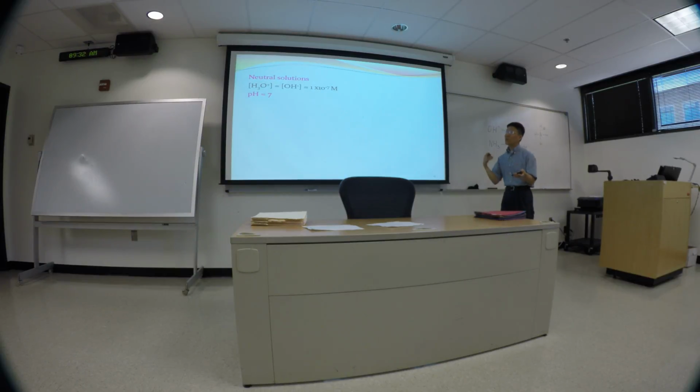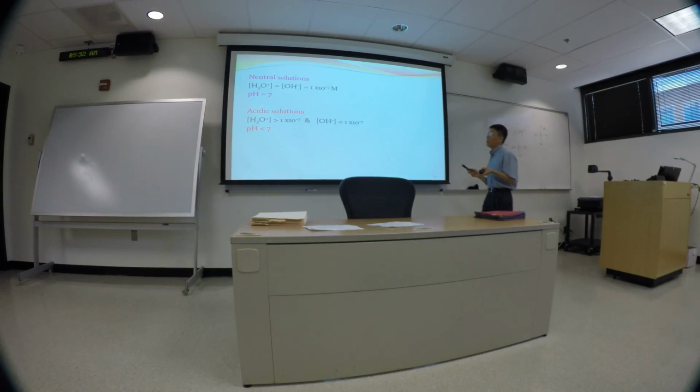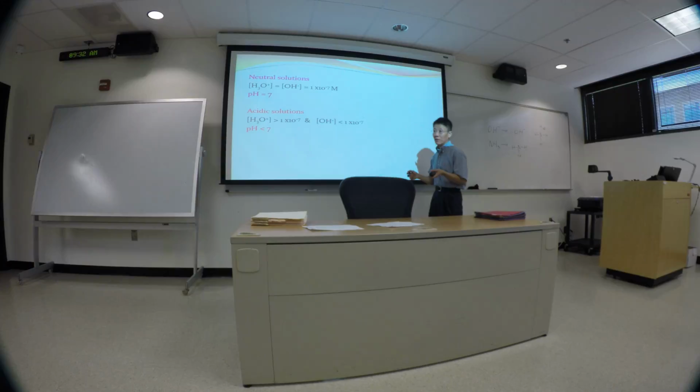10 to the negative 7 times 10 to the negative 7 equals 10 to the negative 14. That's the constant Kw. pH plus pOH needs to be 14. So the pH for a neutral solution would be 7. And for an acidic solution, that means you have a higher concentration of hydronium ion and a lower concentration of hydroxide ion. So pH is less than 7.